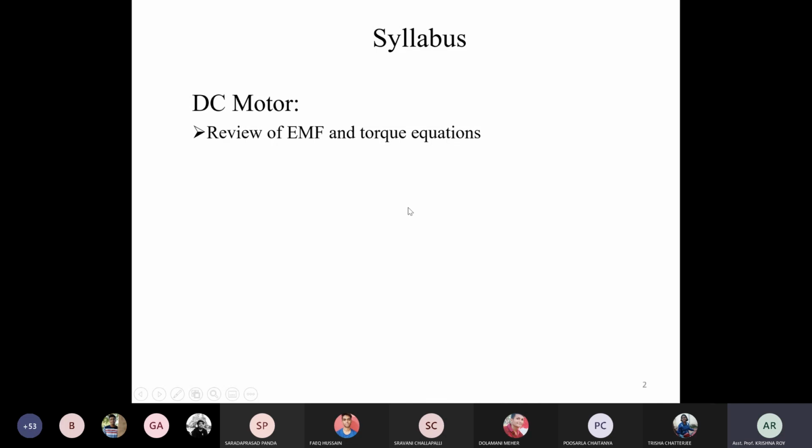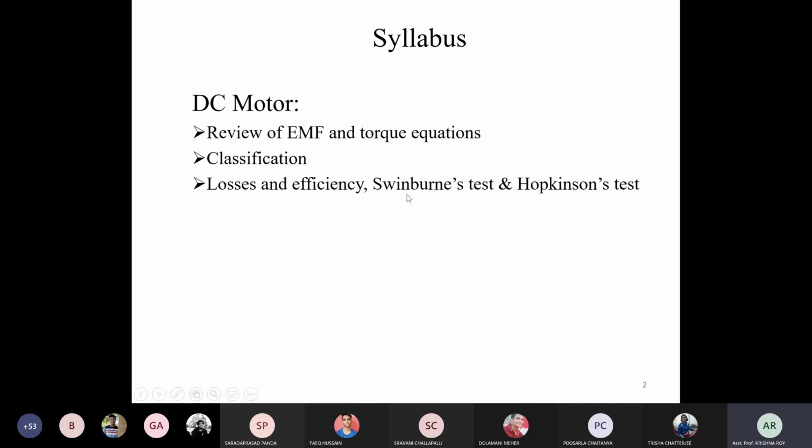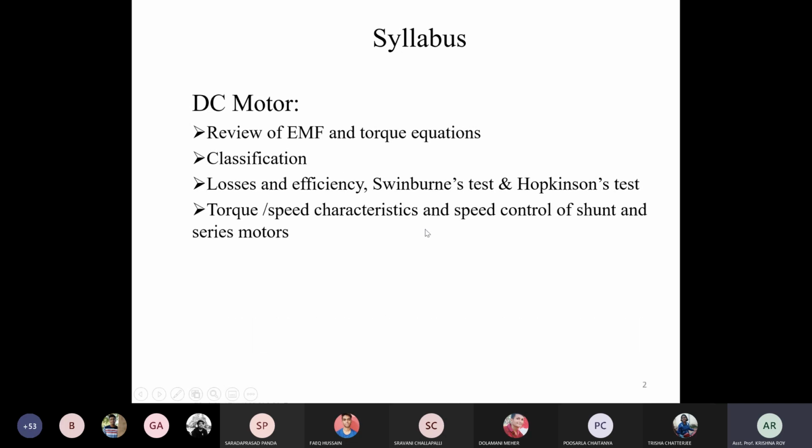So first topic is review of EMF and torque equations. That means we are going to derive the EMF equation for DC generating mode of operation and torque equation for DC motor mode of operation. Then classification based on the field connection. Next is losses and efficiency, and to determine this efficiency we need to know these two tests, Swinburne's test and Hopkinson's test. And then is torque speed characteristics and speed control of DC shunt and series motors.